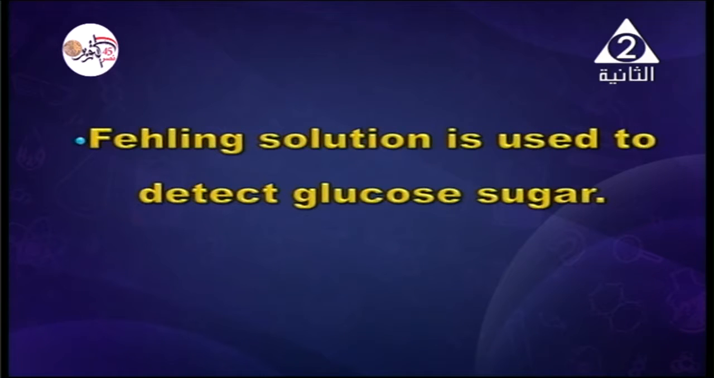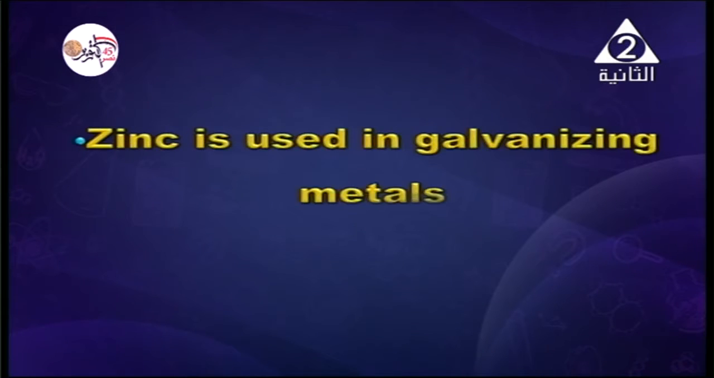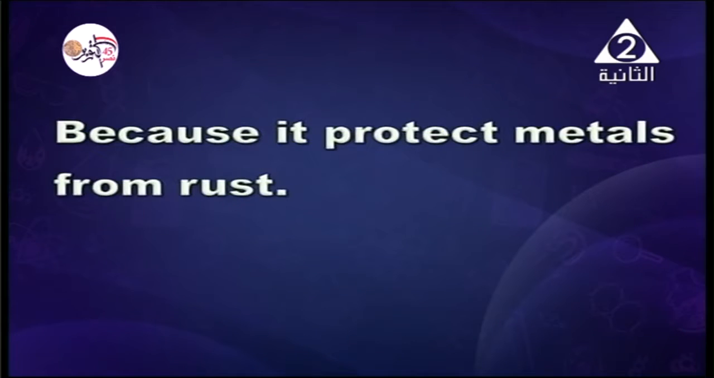Fehling solution is used to detect glucose sugar. The reason? Because its color changes from blue to orange. Next point. Zinc is used in galvanizing metal. The reason? Because it protects metals from rust.